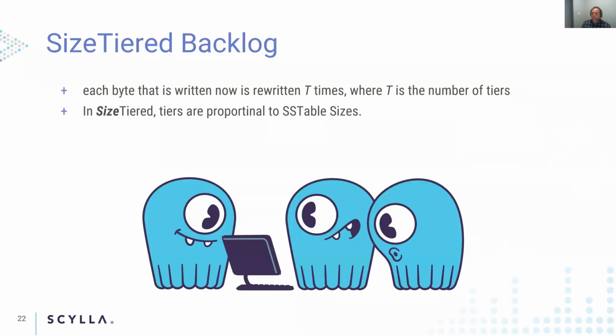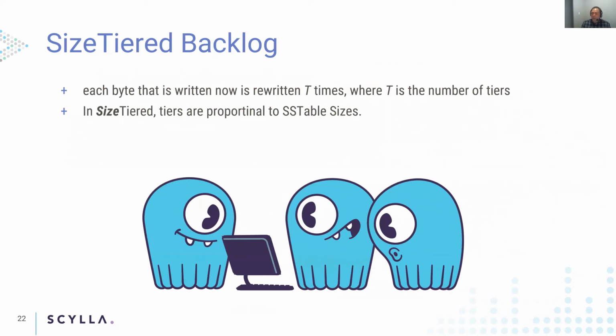So the realization that we need to calculate the backlog for size tier is that for each byte that is written now, so if I'm flushing a byte at this very moment, I will have to rewrite that. So I have to do that work again a number of times that is proportional to the difference between my current tier and the maximum tier in the system. So to make that clear, if I have 2 tiers in the system, like the example we saw before, and I'm writing a byte now, I know that I will have to write that byte again 2 times to reach that state.